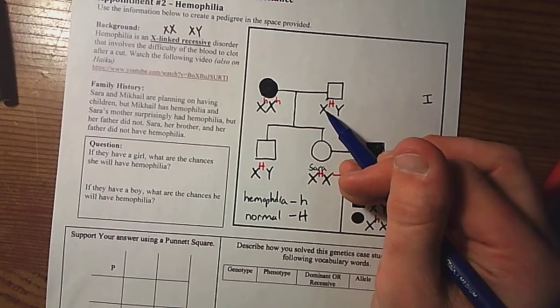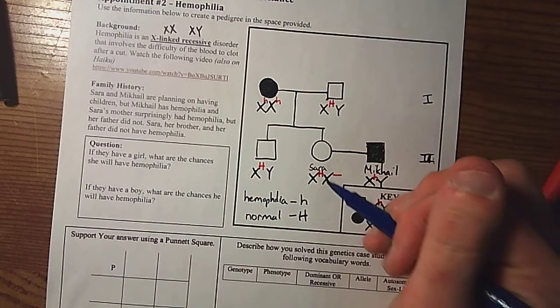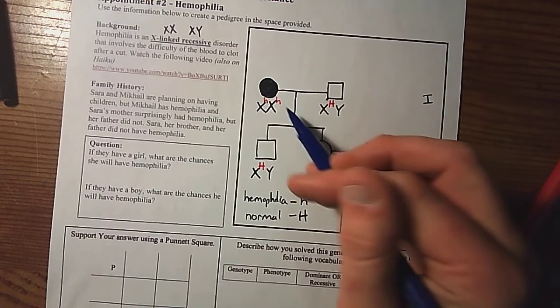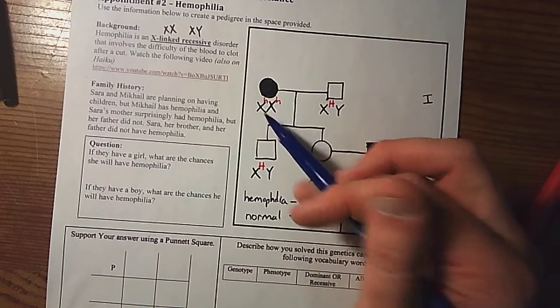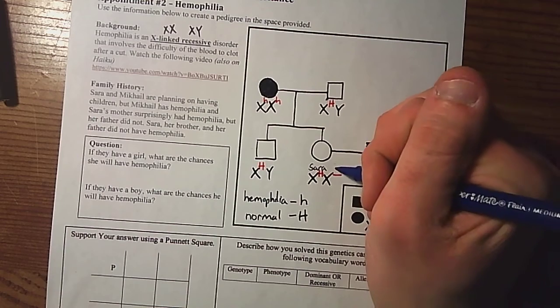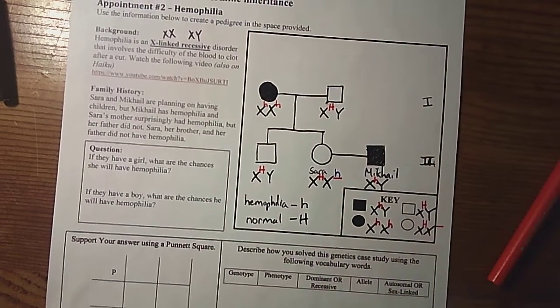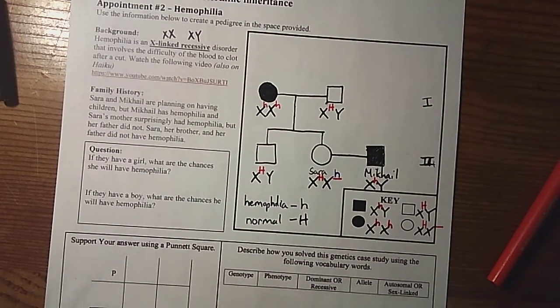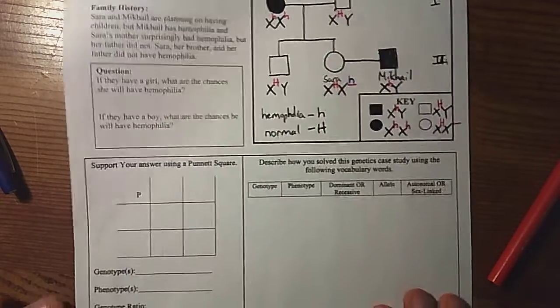She had to get this X with the big H, which means that this chromosome had to come from the mother. And the only allele that the mom could possibly pass down is that little h, right? Whether it's the left or right one, she's passing down a small h. All right, so now we know Sarah's genotype. Right, now we know Sarah's genotype and Mikhail's genotype. We could go to our Punnett square.